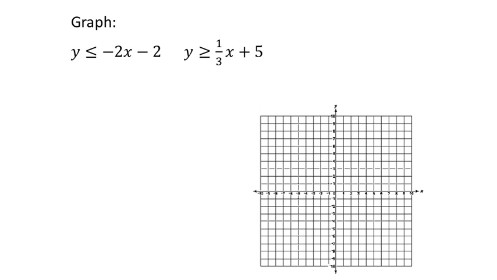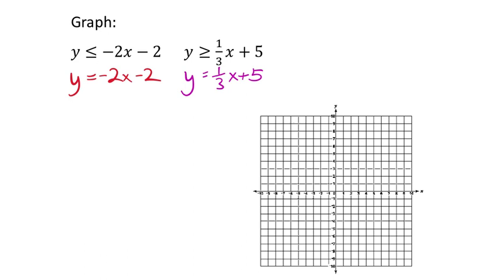Which means the first equation, I'm going to graph y equals -2x minus 2. And then the second equation, y equals 1/3 x plus 5. But again, notice that I've changed the inequalities. I don't have the less than or greater than symbols in either equation. That's because I'm graphing the line, which is where we get equality automatically and not the inequality.